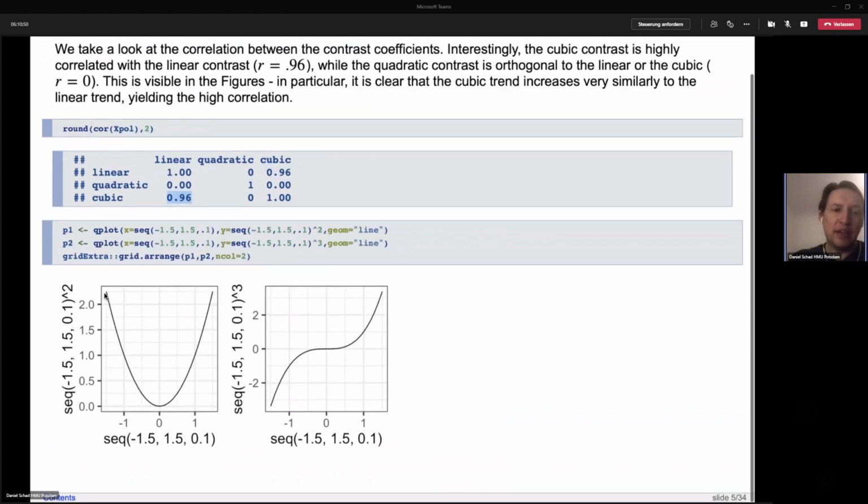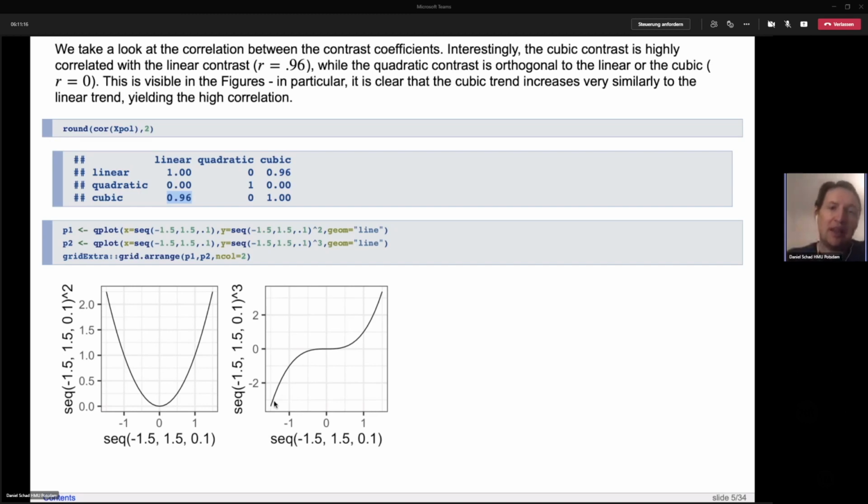Why is that? If we take a look at the quadratic effect, that looks like that. If we imagine a linear line going through, that doesn't seem to have any relation. But here's the cubic effect. If you see a linear effect going through here, it's clear that this is very similar. So the two contrasts nearly measure the same thing.